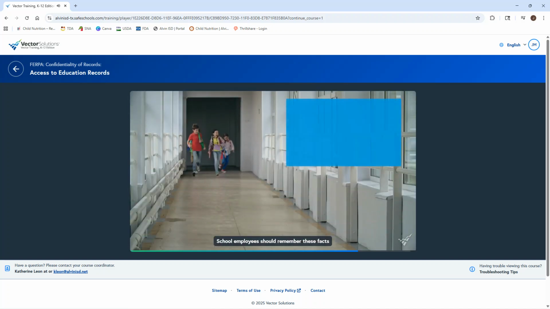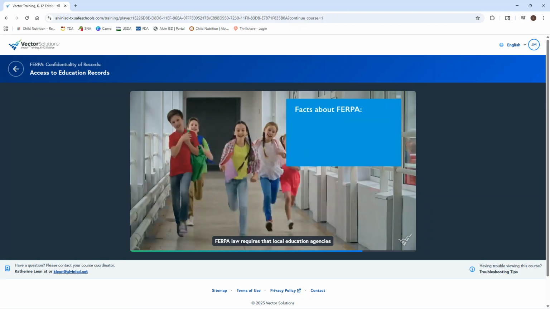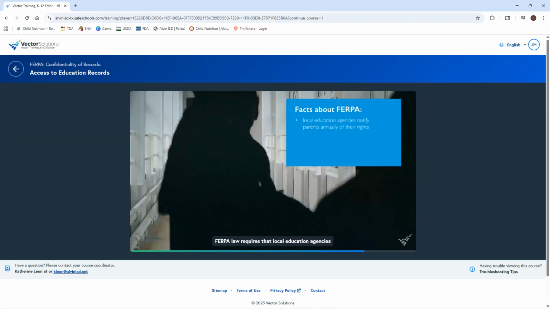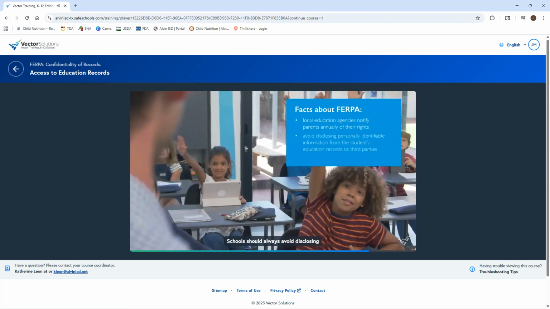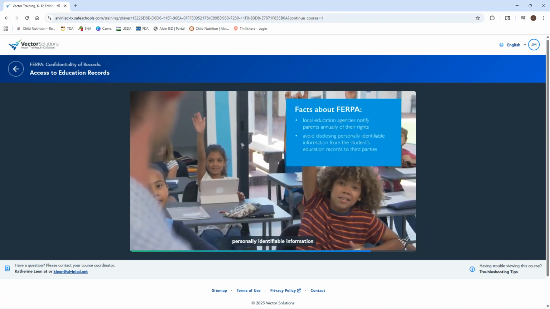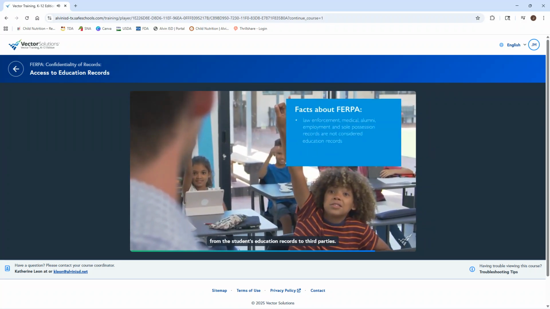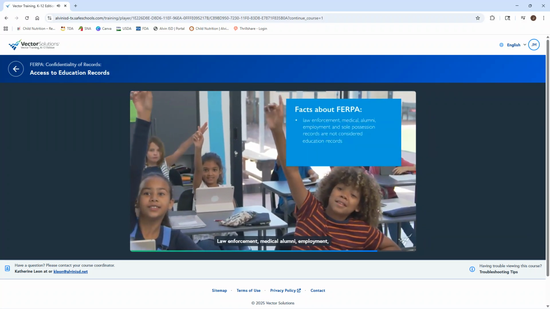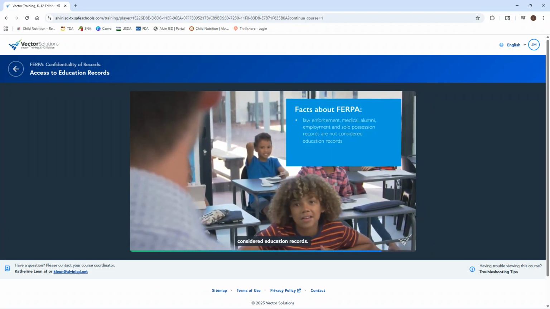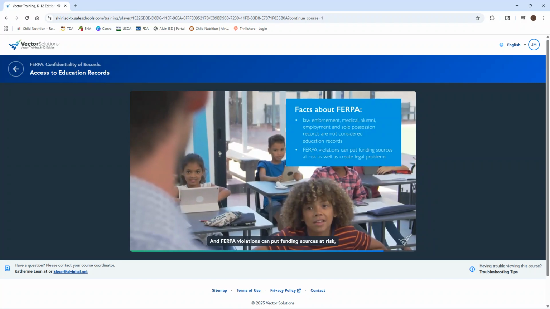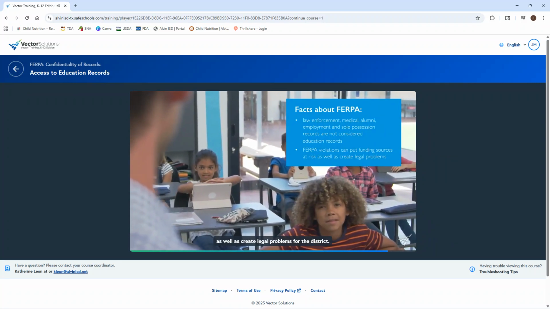School employees should remember these facts about FERPA and parental notification. FERPA law requires that local education agencies notify parents annually of their rights. Schools should always avoid disclosing personally identifiable information from the student's education records to third parties. Law enforcement, medical, alumni, employment, and sole possession records are not considered education records. And FERPA violations can put funding sources at risk, as well as create legal problems for the district.